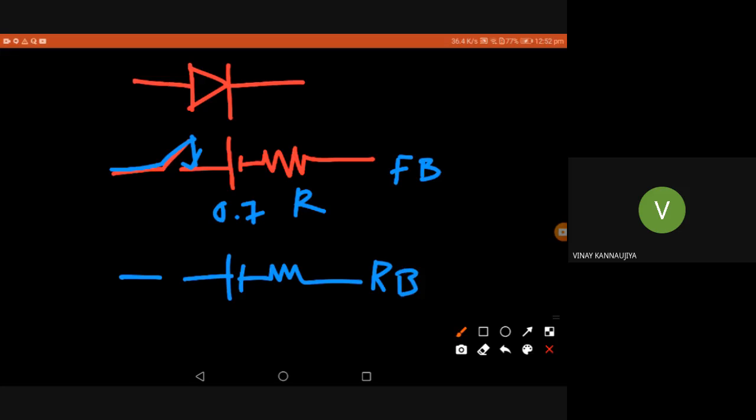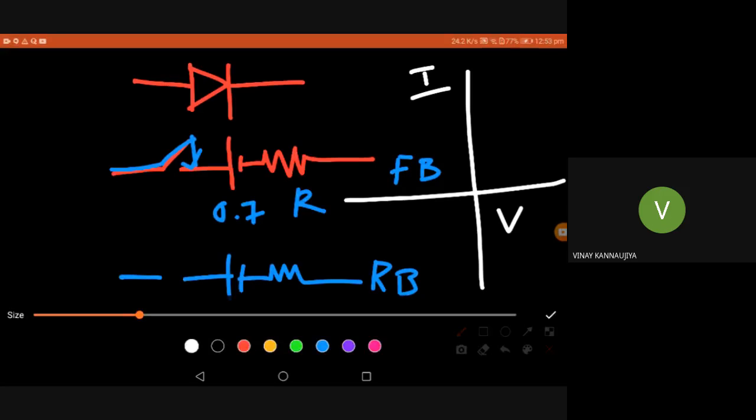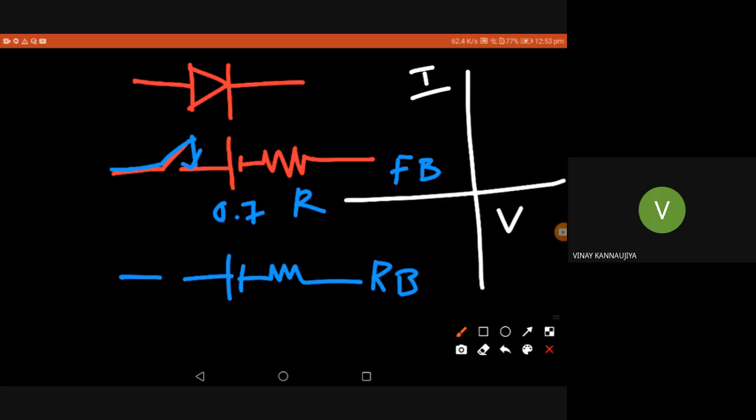So how will the graph look? The graph looks like this. It's a graph of I versus V, and you can see it looks something like this. This is slanting. There is some slope here because of the resistance. Definitely this is non-linear because this is not a straight line. There are two things: one is this line, another is this line. So first of all, this is non-linear.